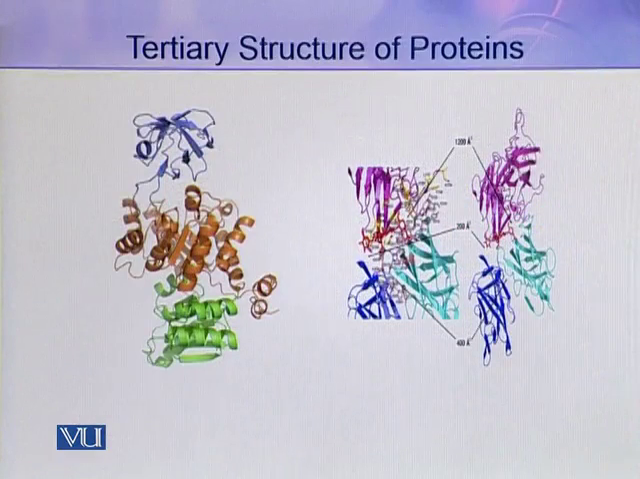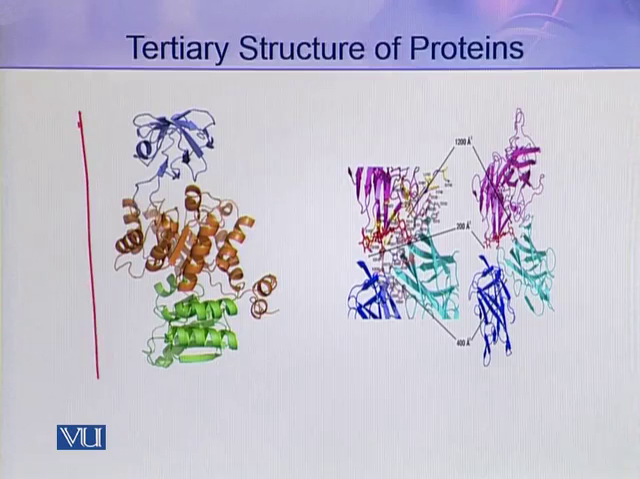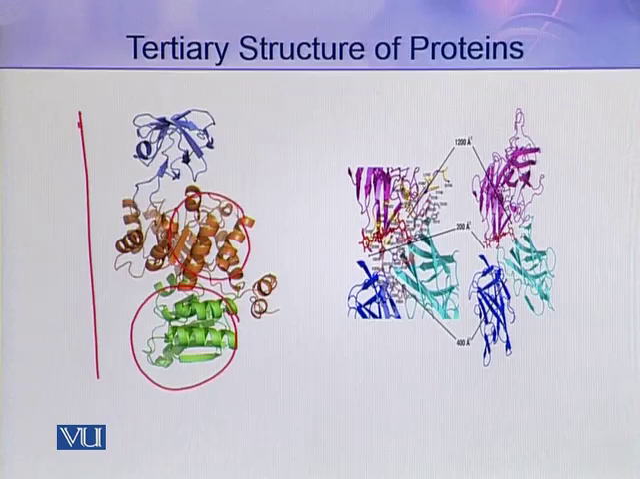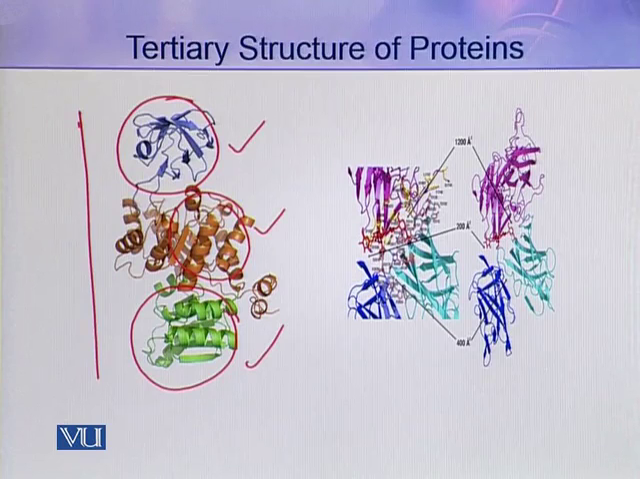Like here in this picture you can see this is a protein at its tertiary level of organization. In this protein you can clearly see one domain is this, other domain is this, and the third domain is this. So this whole molecule contains three domains, and it appears that this protein is trilobular. Three lobes are present in this molecule.